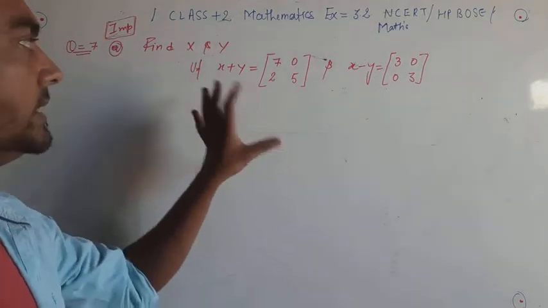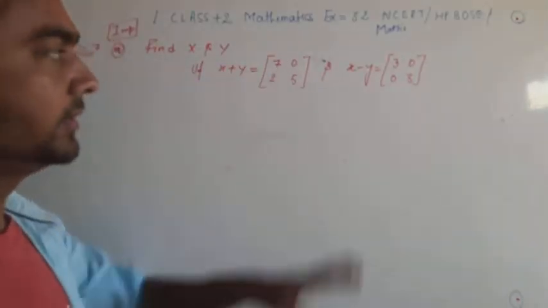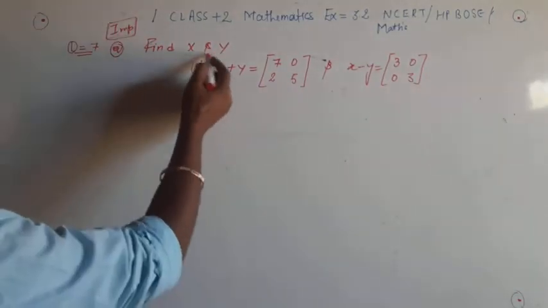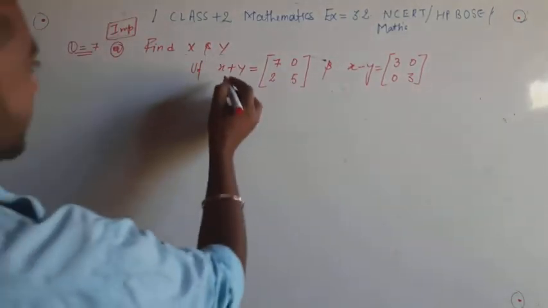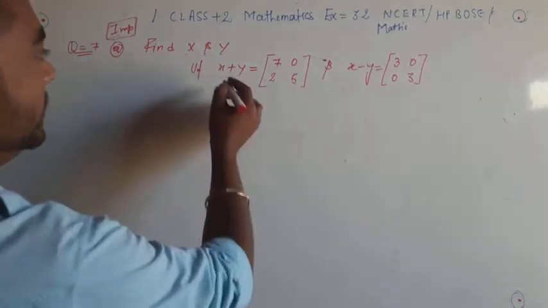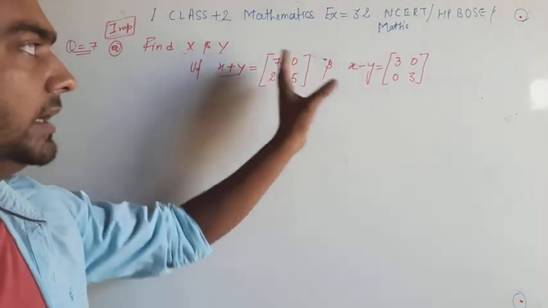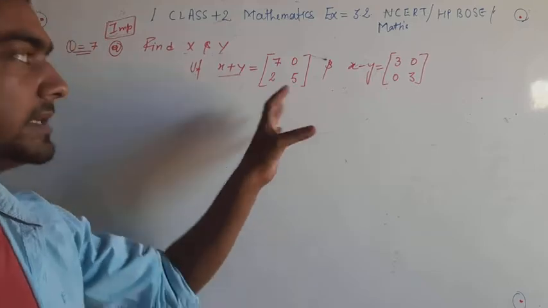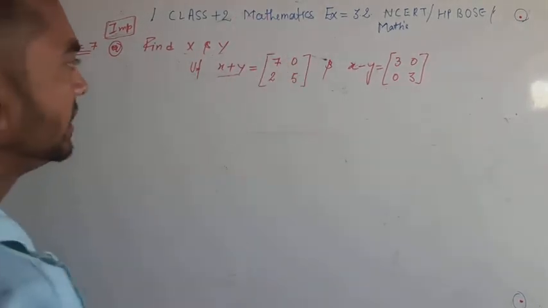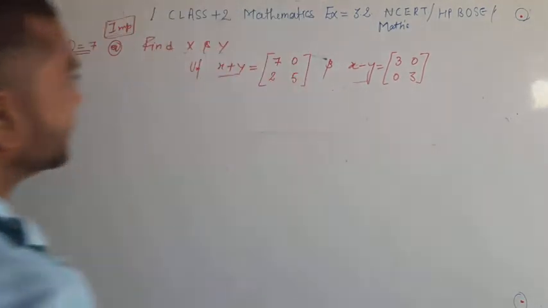Now what is given here? The value of x plus y equal to 7025 and the value of x minus y equal to 3003. You have to find the value of x and y. In the previous class or in class 10th or 11th, you have an idea how we add the terms. There are a number of methods: in class 10th, substitution method, elimination method, cross multiplication method. You are all well known about it.